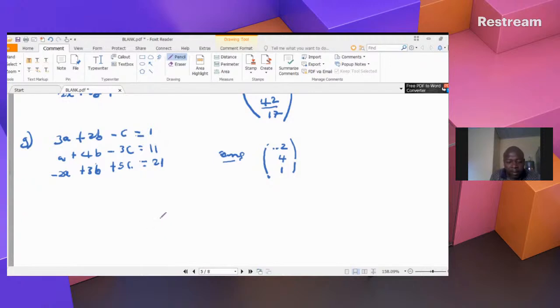So, that is how you solve a system of linear equations by Gaussian elimination. And as I said, we have other ways of solving.